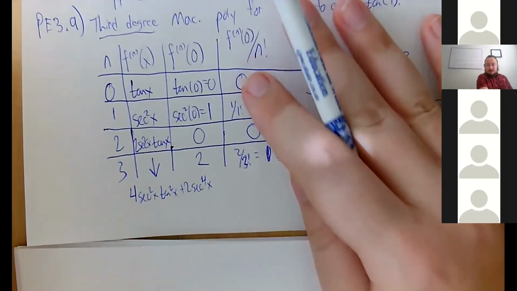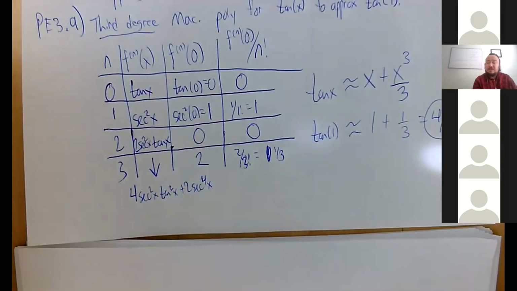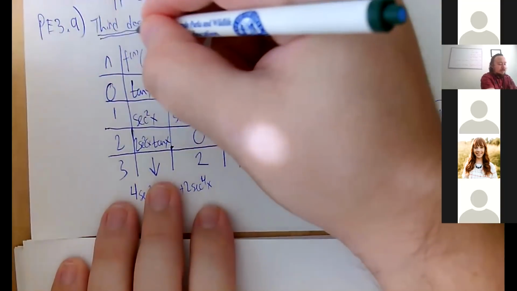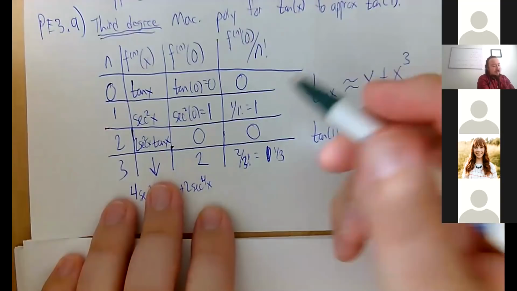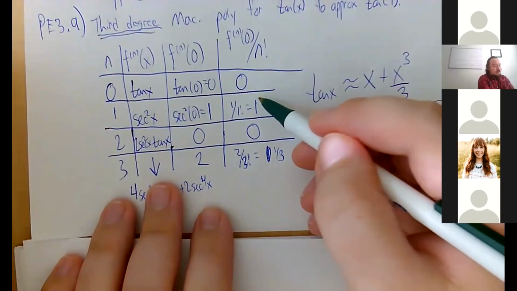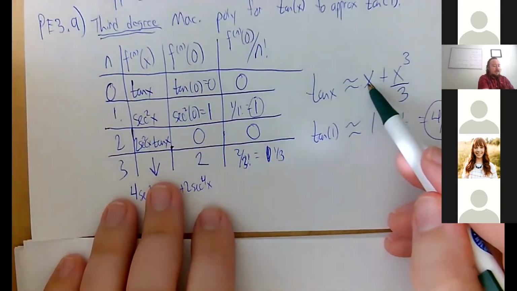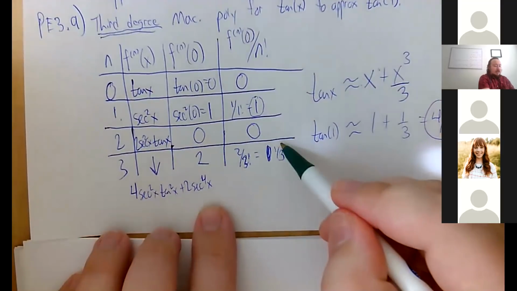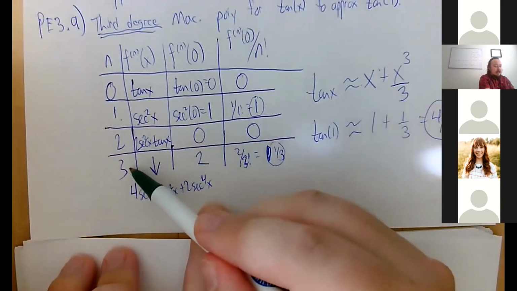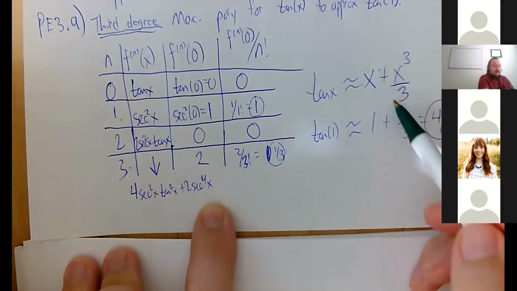Professor Manley? Yeah, what's up? Where did the x plus x to the 3rd over 3 come from? So our whole goal was to find a 3rd degree Maclaurin polynomial. Since my a1 is 1, that goes next to x to the 1st power, so it's 1 times x to the 1st power. And then I have 1/3 times x to the 3rd power. That's how I got this.